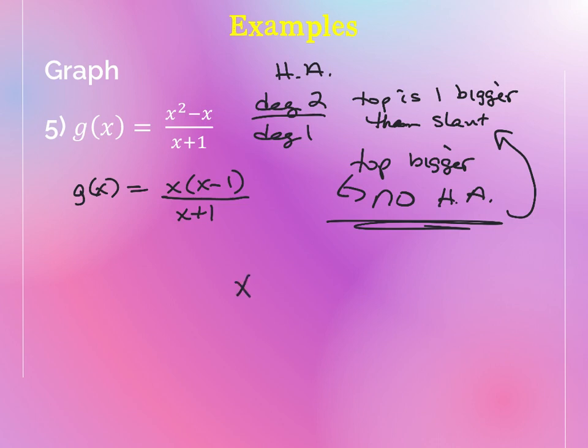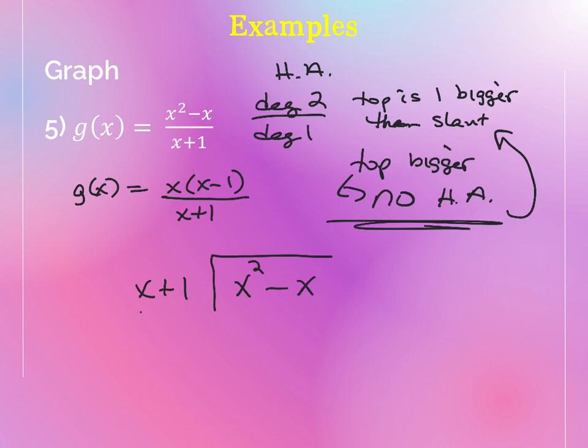So I'm going to take my original function. The numerator goes in the division box, and the denominator goes outside. So I'm going to go ahead and start my long division.